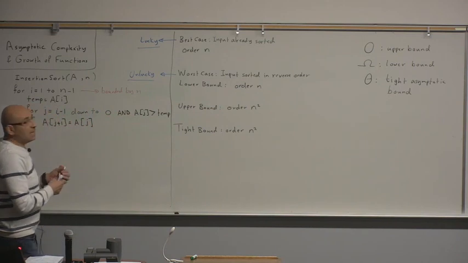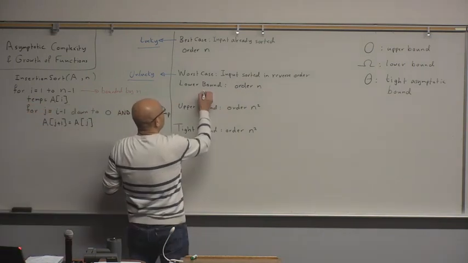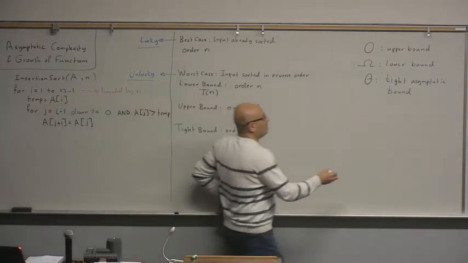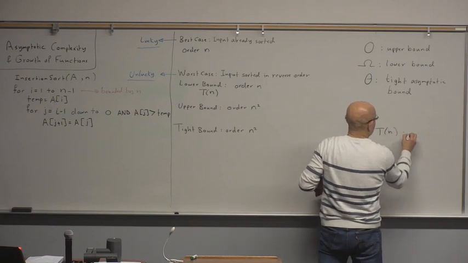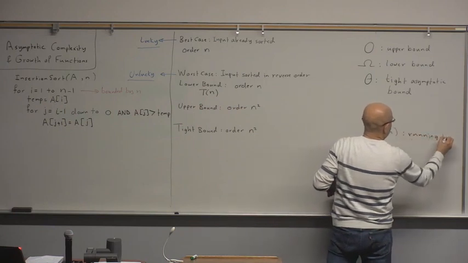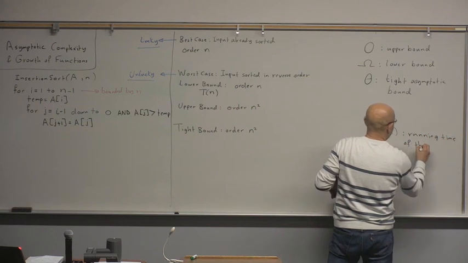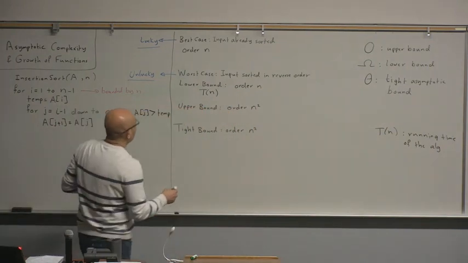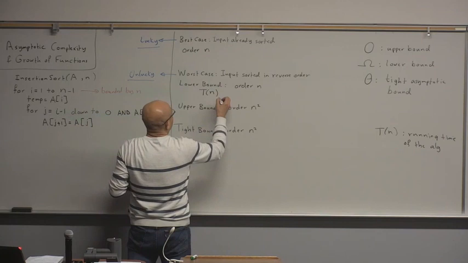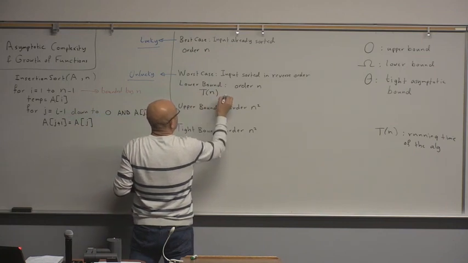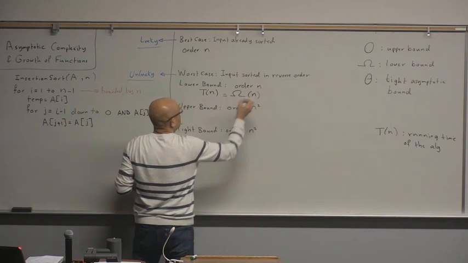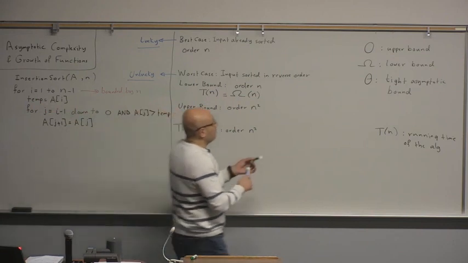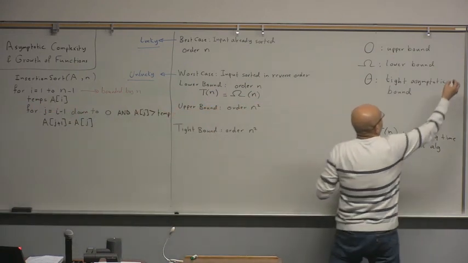And we express this using the asymptotic notation by saying T of n is the running time of the algorithm. So T of n is the lower bound, which means it's equal to omega of n. Another way of looking at omega, you can view omega as being equivalent to greater than or equal.